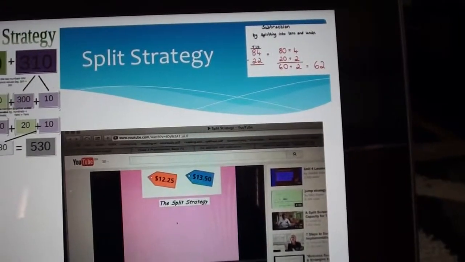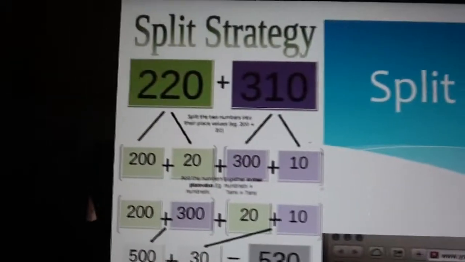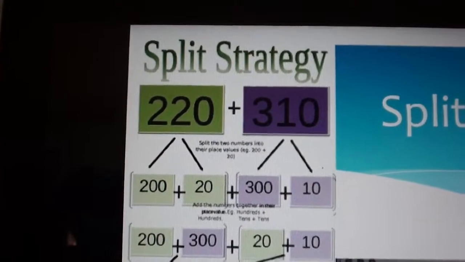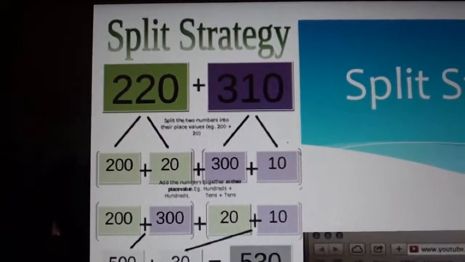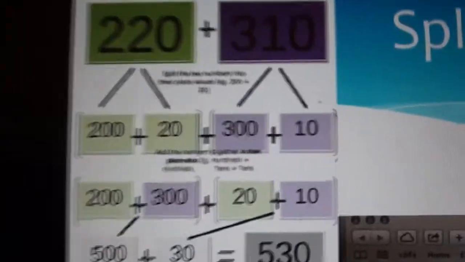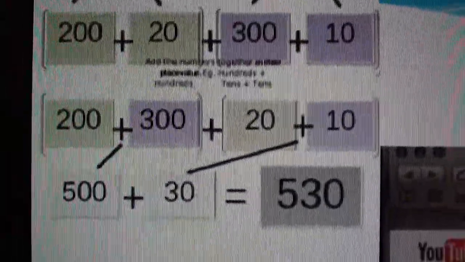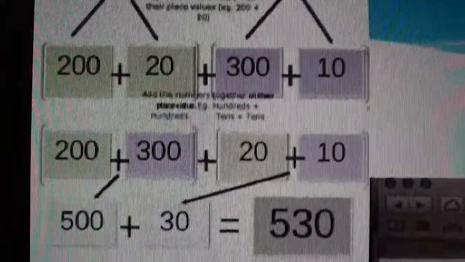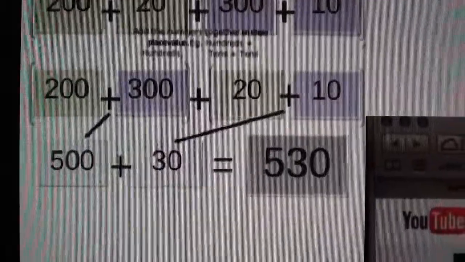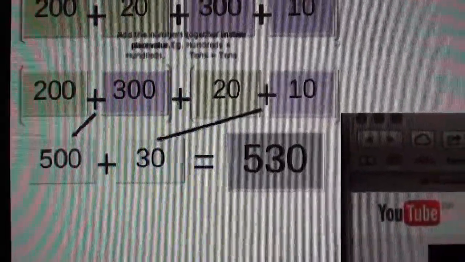Going back to the split strategy. Right here you will see an example of the split strategy where the number 220 and the number 310 were taken apart. They ended up with 530 after taking or splitting the number.